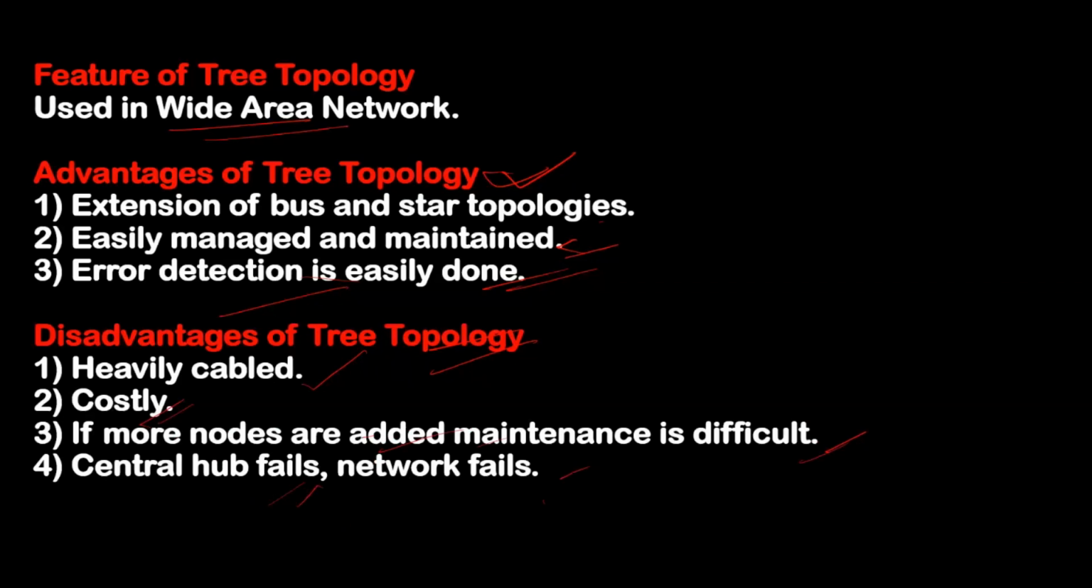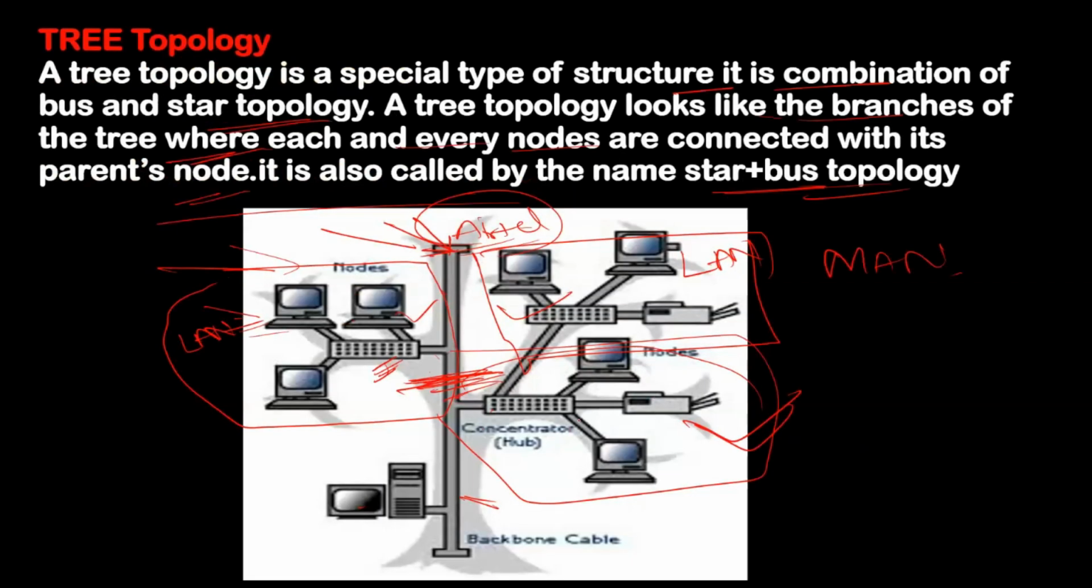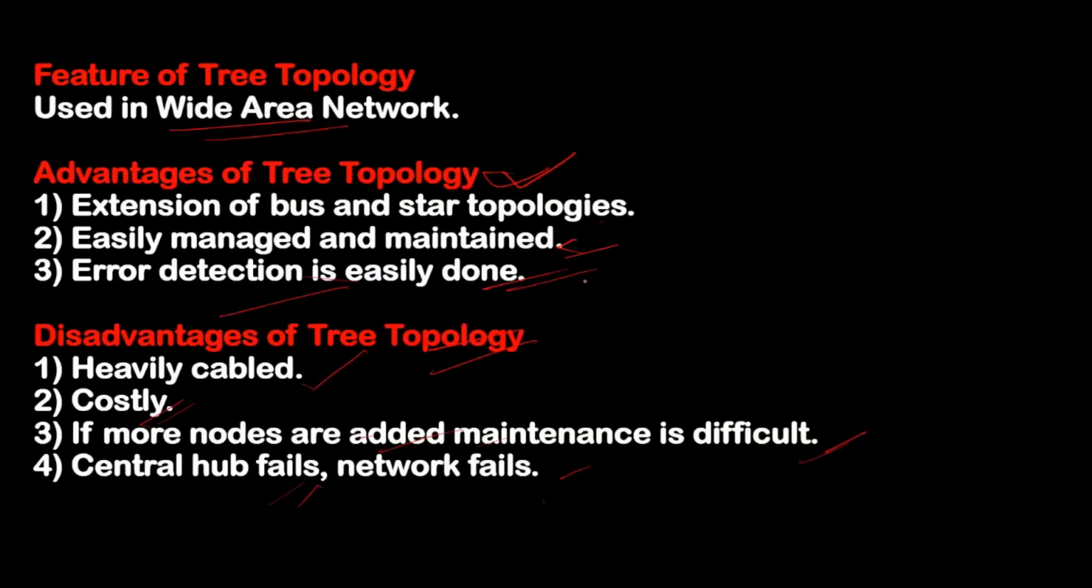Okay. Central hub failure, network failure. In some cases we will also see an error, like suppose this topology is not working. This is star topology. So the case can also be that this central hub or switch has failed. Right. So this is the tree topology.